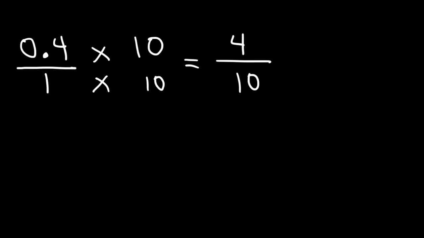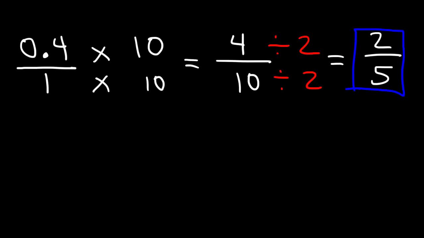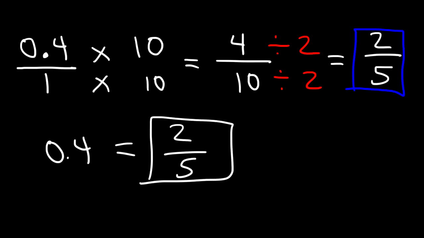Now we need to check to see if we can reduce the fraction, if we could simplify it. 4 and 10 are both even numbers, so what we can do is divide each by 2. Once again, whatever you do to the top of a fraction, you must also do to the bottom of the fraction. 4 divided by 2 is 2, 10 divided by 2 is 5. And so that's one way in which you can convert a decimal to a fraction. So 0.4 is equal to 2 over 5 as a fraction.